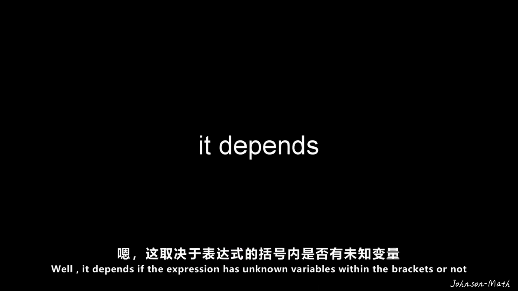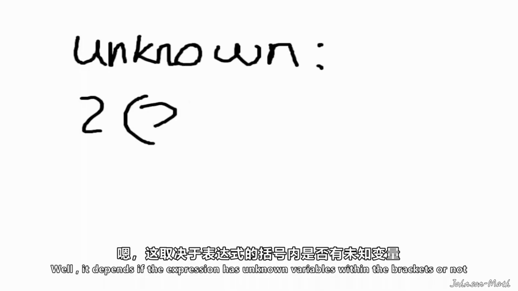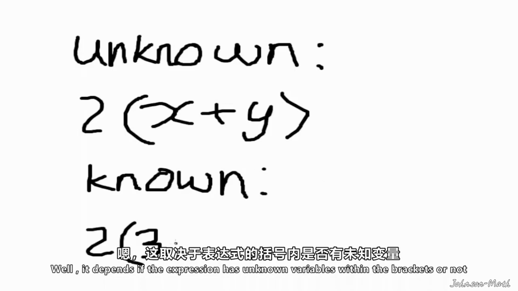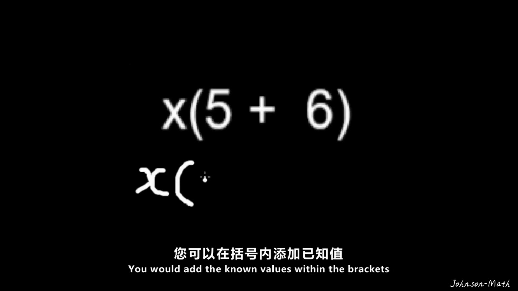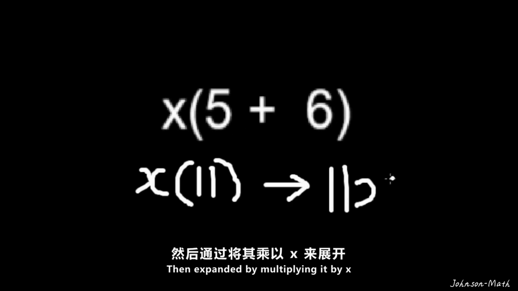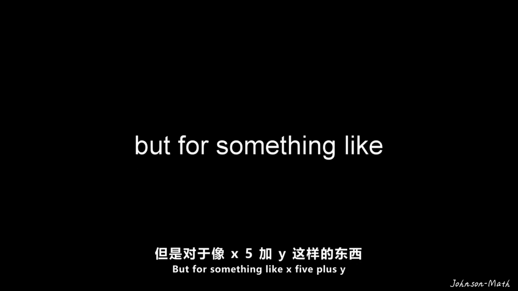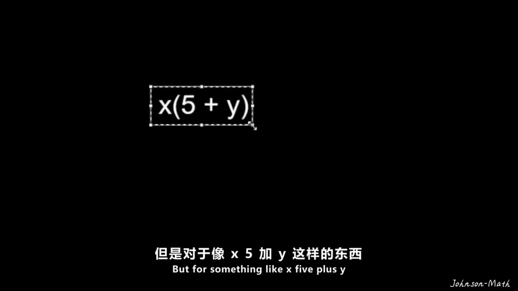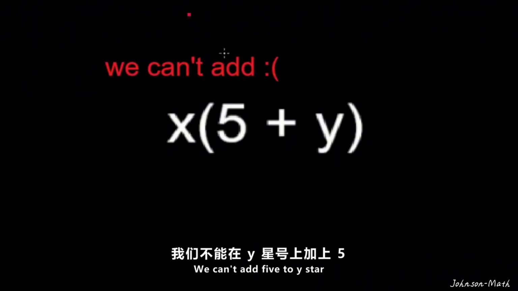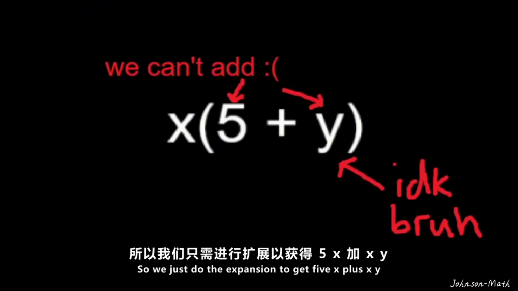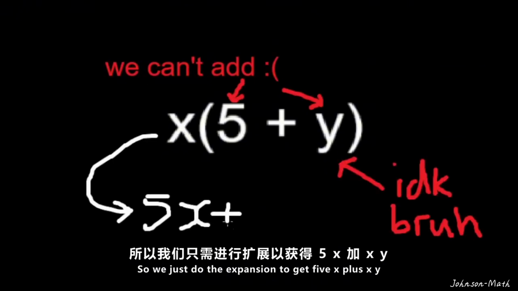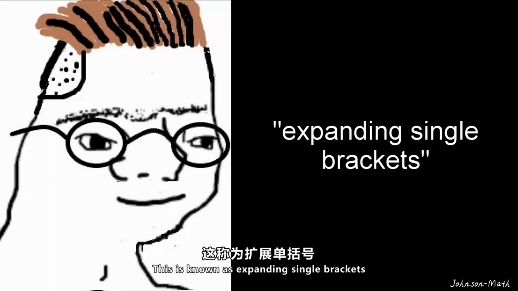Well, it depends if the expression has unknown variables within the brackets or not. For an expression like x(5 plus 6), you would add the known values within the brackets, then expand it by multiplying it by x. But for something like x(5 plus y), we can't add 5 to y at the start because we don't know what y is. So we just do the expansion to get 5x plus xy. This is known as expanding single brackets.